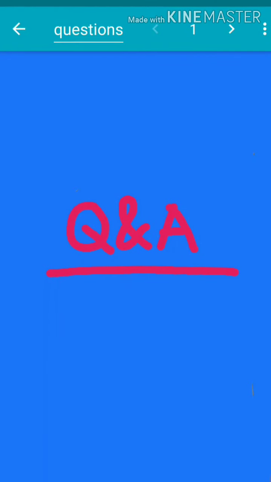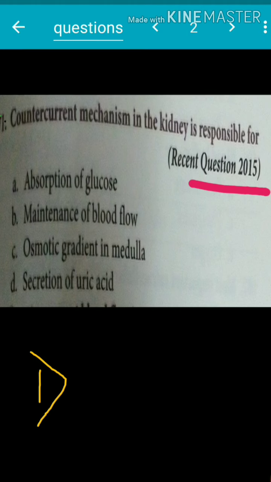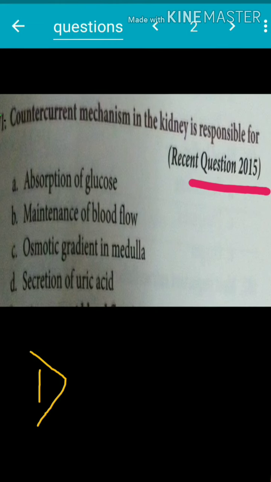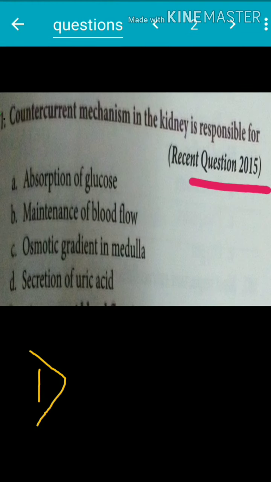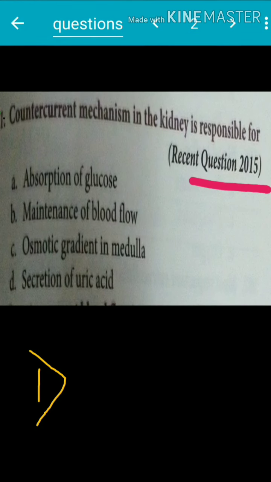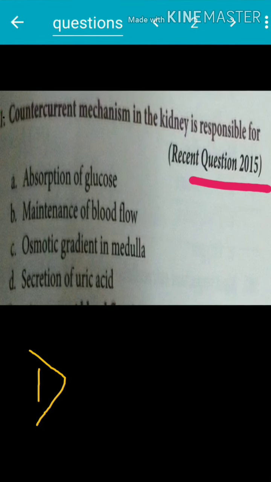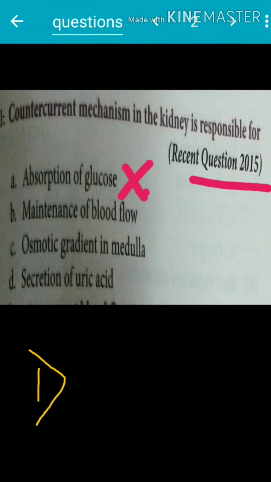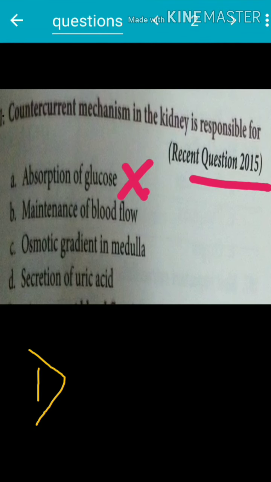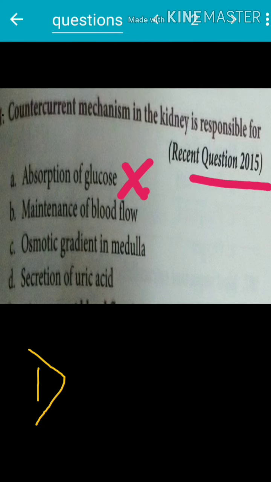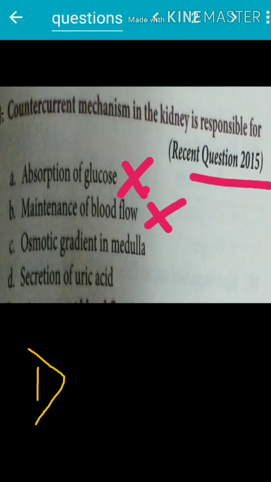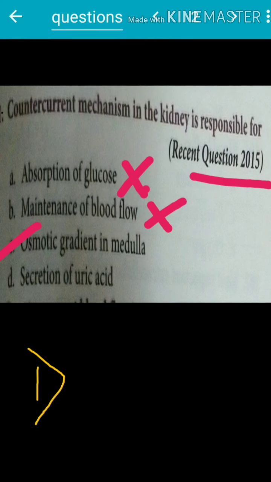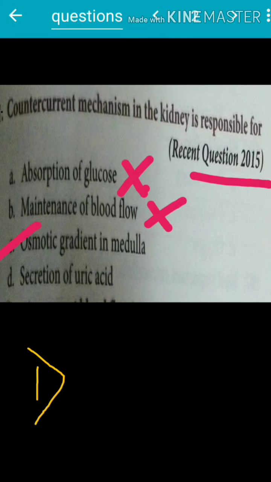So now let's see some important questions. The first question: countercurrent mechanism in the kidney is responsible for? The first option is absorption of glucose. No, it won't be the answer because we have discussed that 100% of glucose reabsorption takes place in the PCT. Maintenance of blood flow will not be the answer. Yes, C will be the answer: osmotic gradient in medulla.